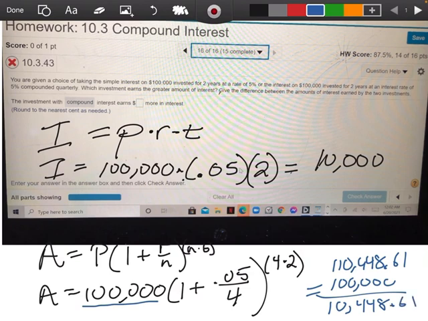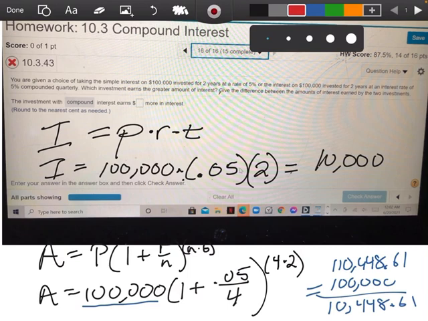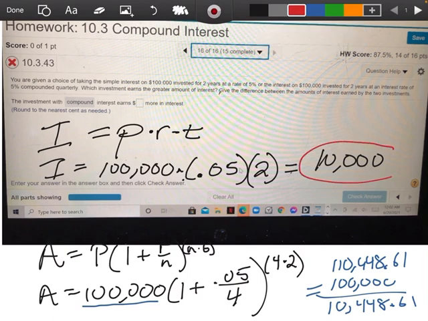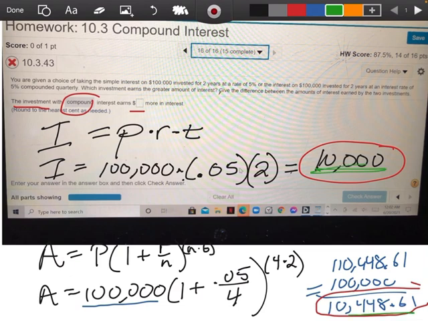So which one gives us a greater amount in return? The simple interest only gives me 10,000. The compound interest gives me 10,448 and 61 cents. So when I look at the question here, it says the investment with which interest? Well, the compound interest earns how much more? So now we got to take the difference between this number and this number. So we're going to get an additional $448.61, okay? So that's number 16 out of 10.3.